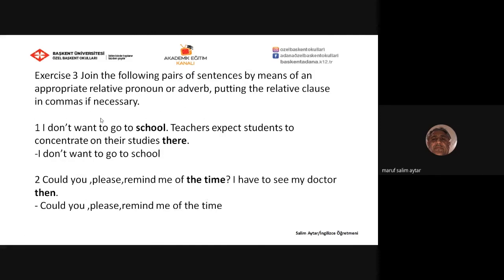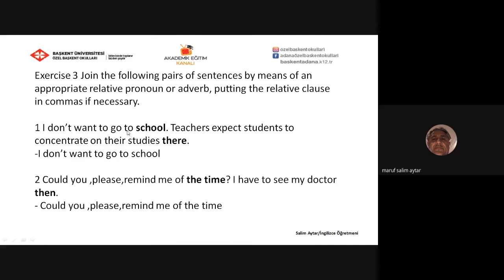Well, there is another set of exercises for us, okay? Can you please join the following pairs of sentences by means of an appropriate relative pronoun or adverb, putting the relative clause in commas if necessary. So we need to study the two sentences given here as a pair, and then we should join the second sentence by means of a relative pronoun. And if necessary, we have to put the information into commas at the same time.